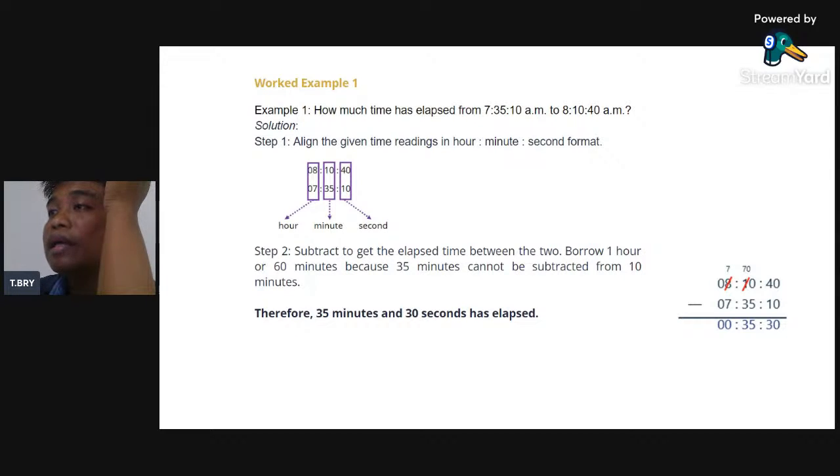But 10 minus 35, you could not subtract that. So here we're going to borrow from the 8, 1 hour or 60 minutes. 10 plus 60 is 70. So 70 minus 35 equals 35. And then 7 minus 7 is 0. So the elapsed time is 35 minutes and 30 seconds. We could also use a timeline.